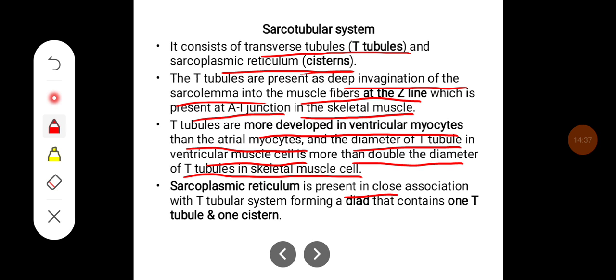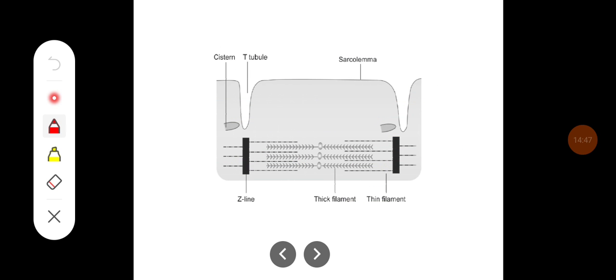Sarcoplasmic reticulum is present in close association with the tubular system, forming the dyad that contains one tubule and one cistern. So this is the diagram showing the sarcoplasmic reticular system in the cardiac myocytes, where the dyad is present at the Z line, unlike at the AI band in the skeletal muscle system.